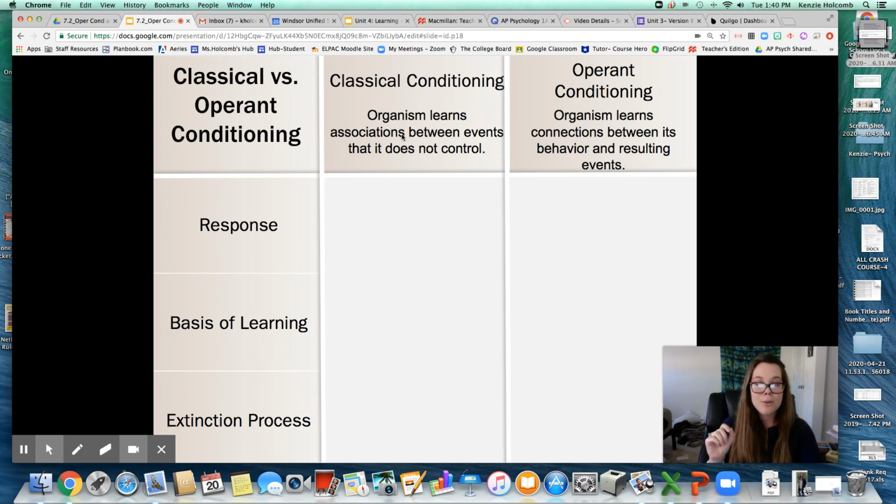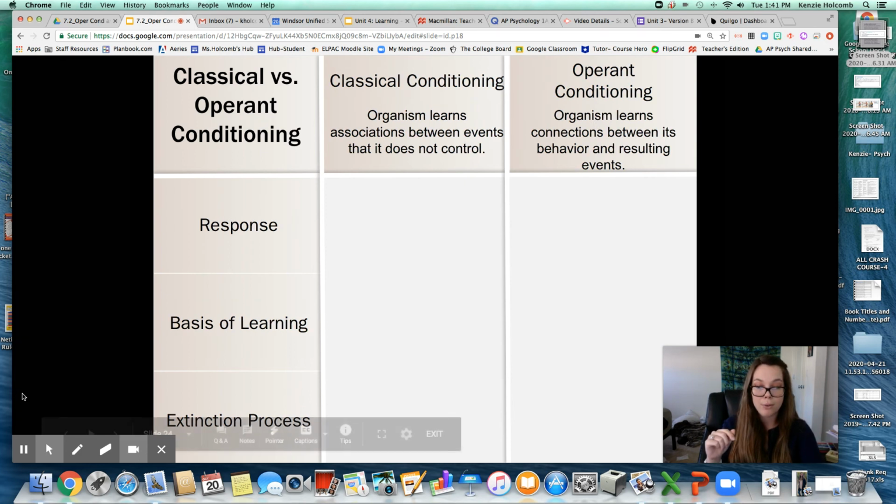So again, classical conditioning is the association between two events or stimuli. And operant conditioning is when we learn connections between our behavior and the resulting events. So while this is involuntary, this is voluntary. You're choosing to go for rewards, okay?